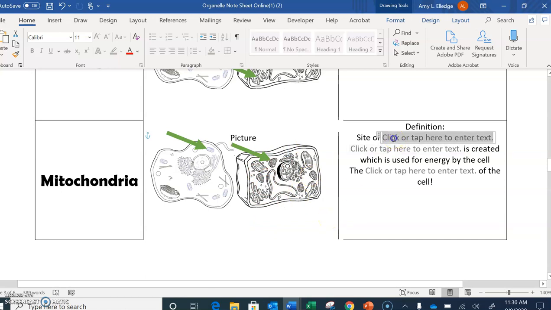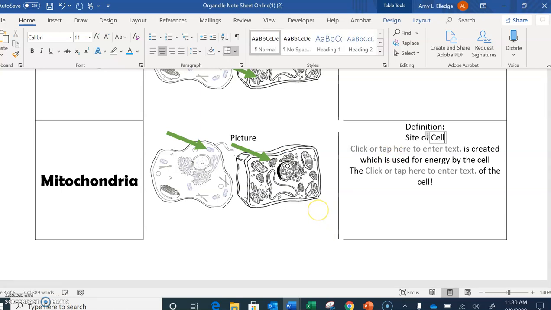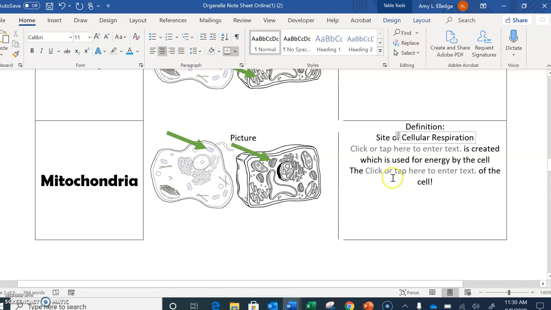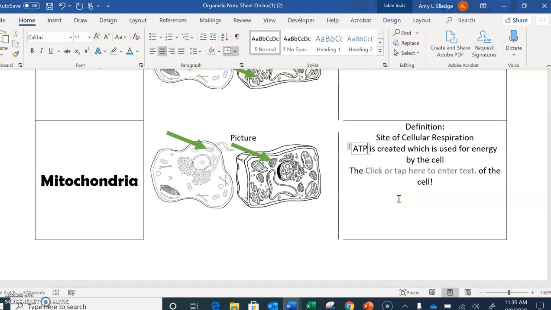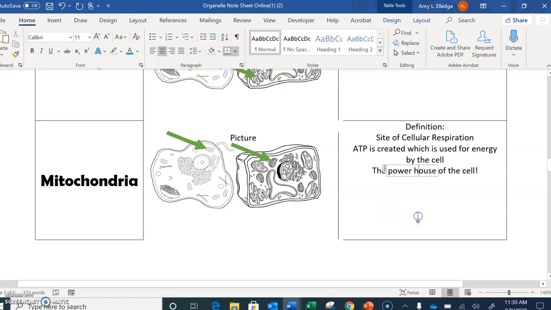So these guys are the site of cellular respiration. That's how we get our energy. ATP is the chemical name for energy. We'll be talking about that more later. ATP is created, which is used for energy by the cell. It is the powerhouse, which in middle school is probably how you learned it. The powerhouse of the cell, mighty mitochondria.